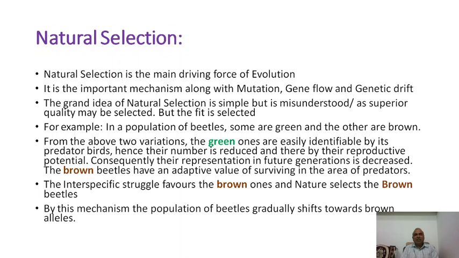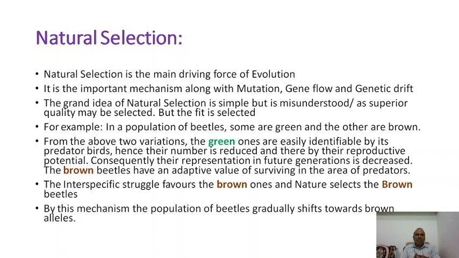The interspecific struggle is the struggle between two species, here between the beetle and the birds. Generally, the green color beetles are easily identifiable by the predator birds. So even though the green individual has good qualities, here having green color is a disadvantage. With green color, it cannot overcome the interspecific struggle. That's why the beetles with the green color are easily preyed upon by the birds.